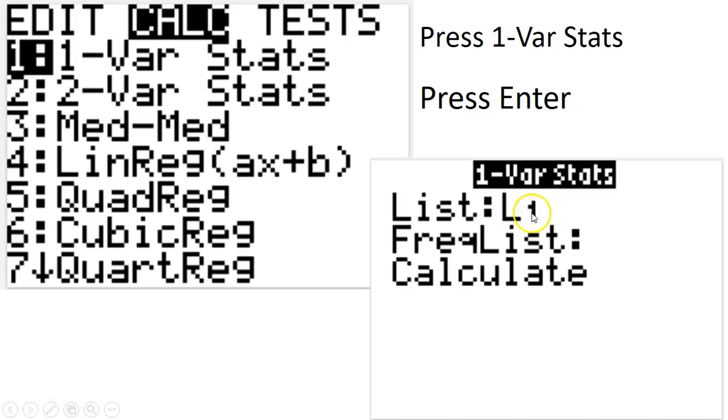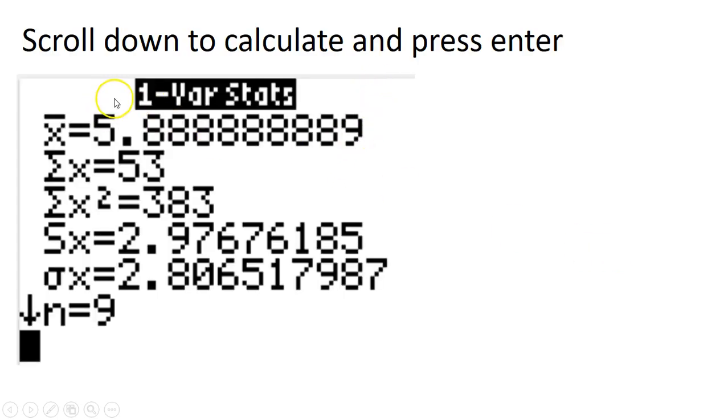You could have it in list 2, list 3, all right? Frequency list, all right, is all we're talking about. Scroll down to calculate and just press enter. It literally is giving you all the stats. I don't have to sit there and find the mean by hand.